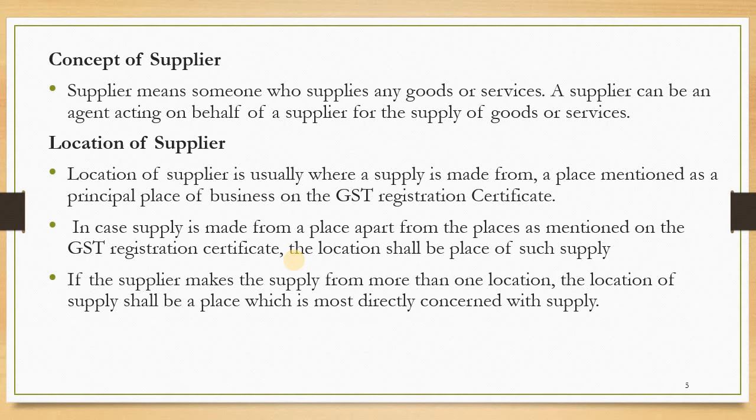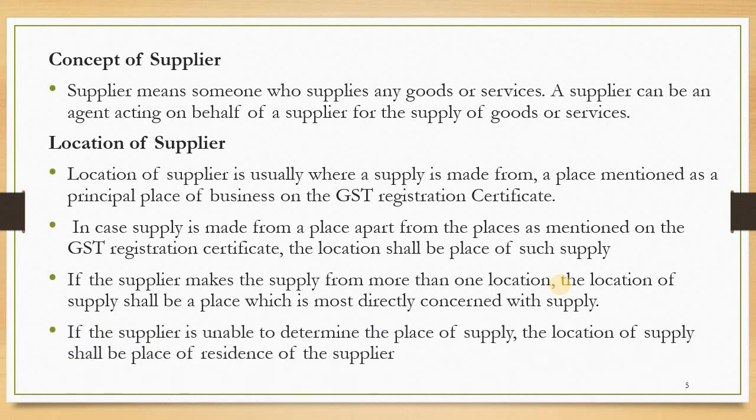Then if the supplier makes the supply from more than one location, for example, from Bangalore, Chennai and Delhi, where shall be the location of the supplier? GST says the location of the supply shall be the place most directly concerned with the supply. For example, even though you are making the supply from Bangalore, Chennai or Delhi, you are receiving the money only in Bangalore. Then Bangalore shall be the location of the supplier.